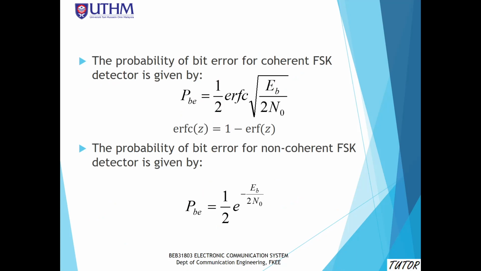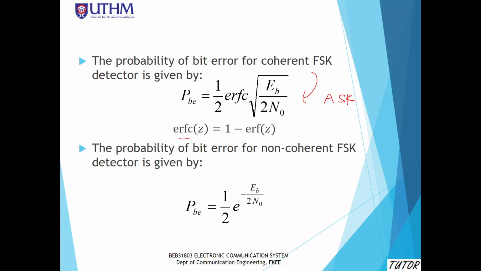And here is the probability of bit error for the coherent FSK. The probability of bit error for the coherent FSK follows the same equation as the ASK, same as ASK. Okay, same: 1 over 2 ERFC of square root of EB over 2 N0.